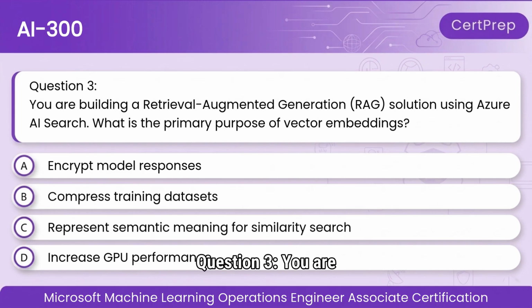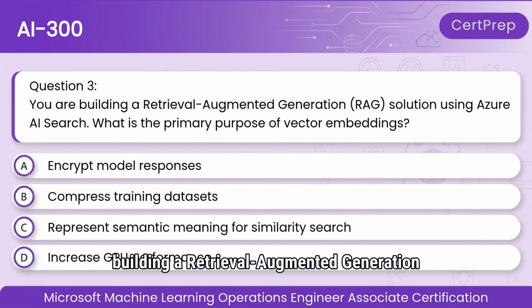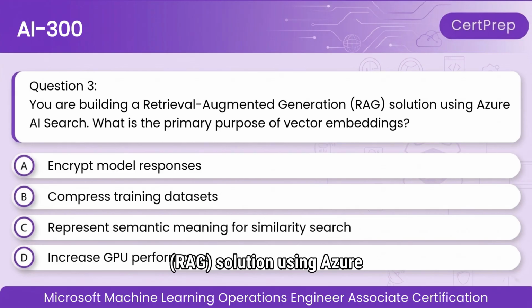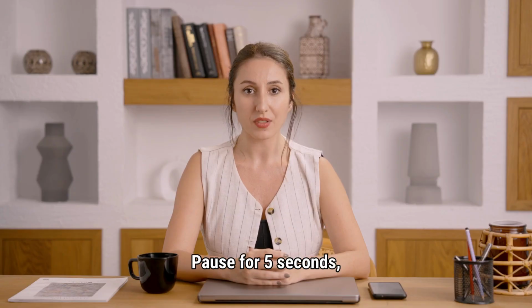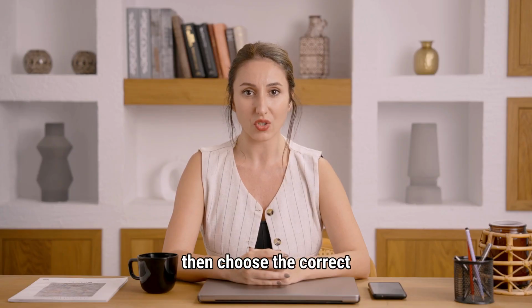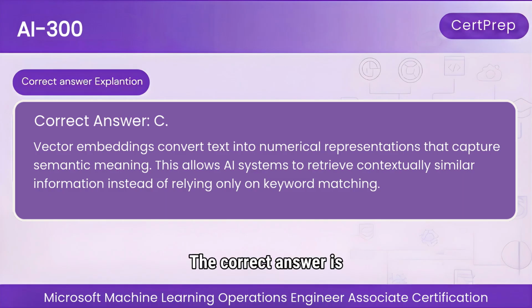Question 3. You are building a Retrieval Augmented Generation (RAG) solution using Azure AI Search. What is the primary purpose of vector embeddings? A. Encrypt model responses. B. Compress training datasets. C. Represent semantic meaning for similarity search. D. Increase GPU performance. Pause for 5 seconds, then choose the correct answer. The correct answer is C.